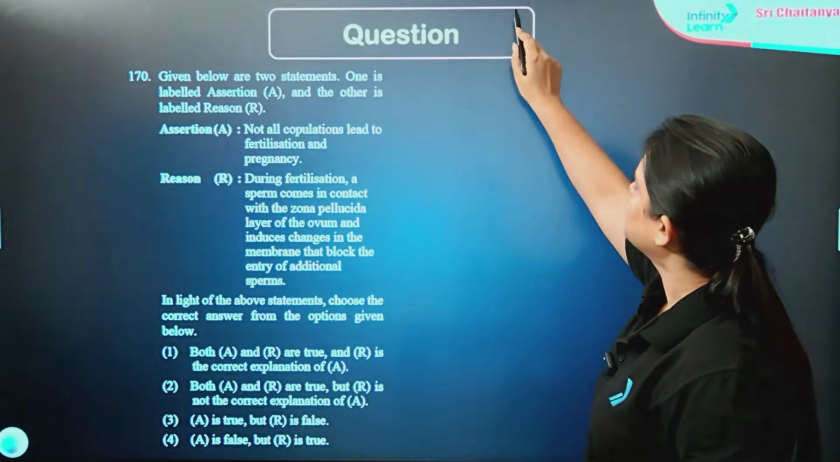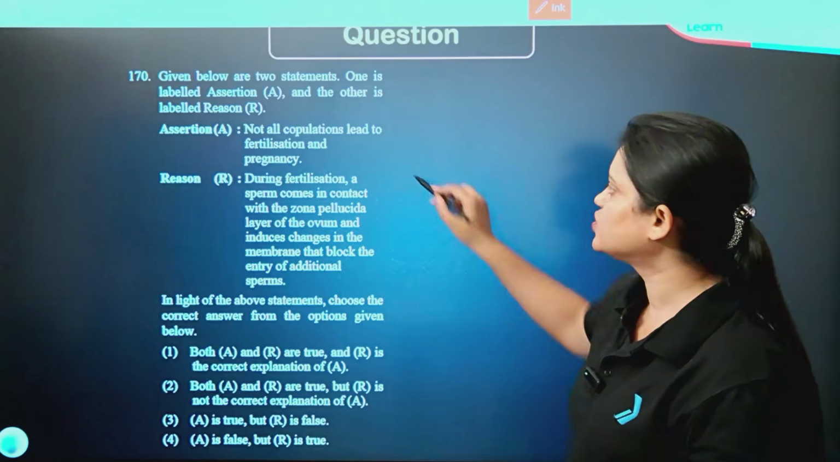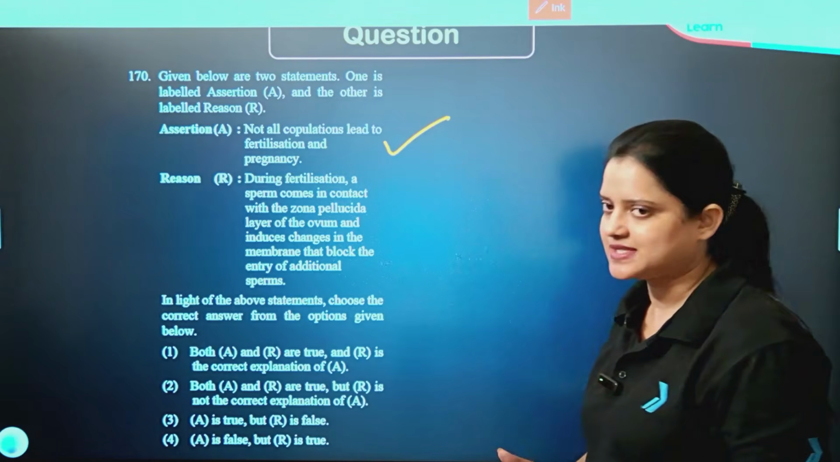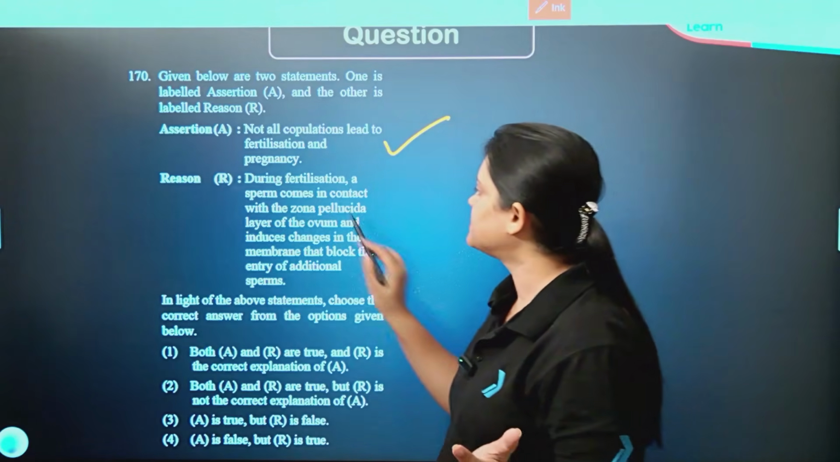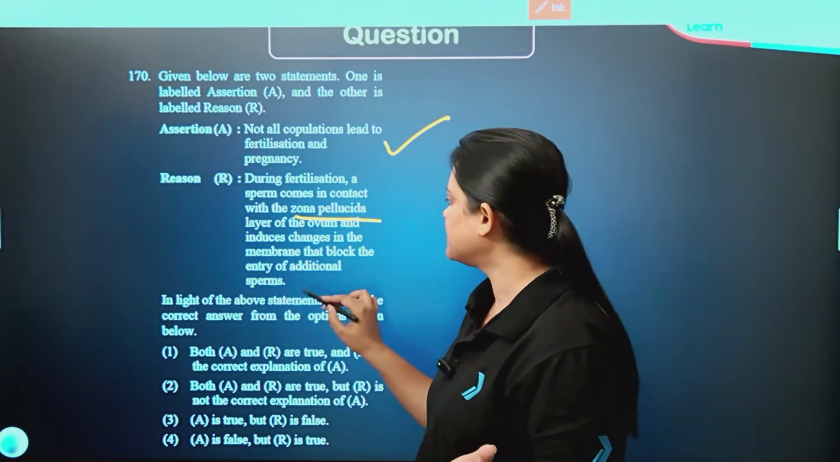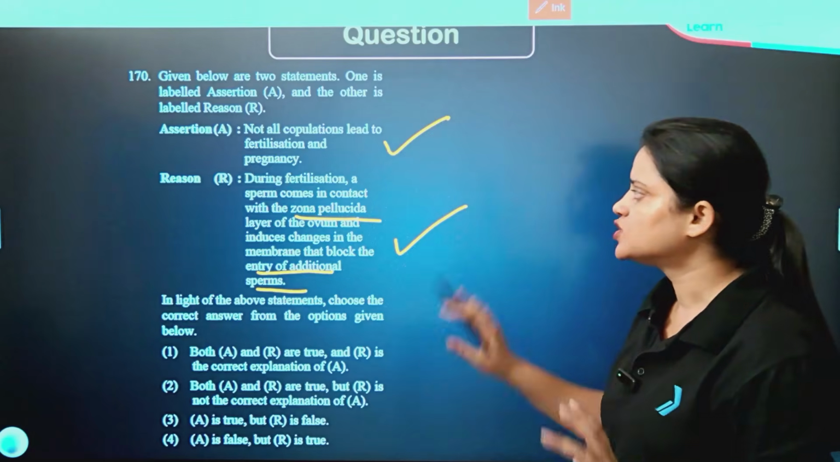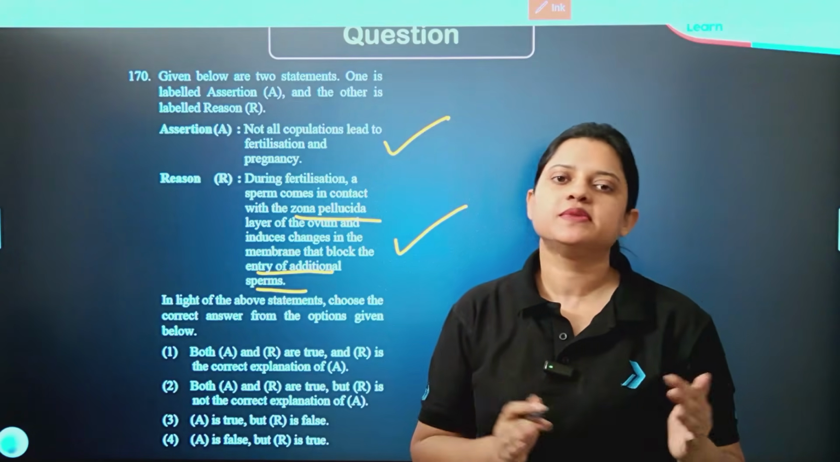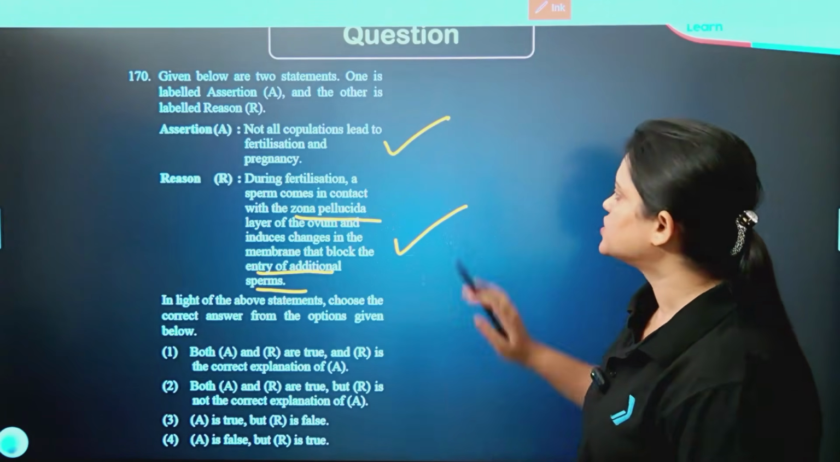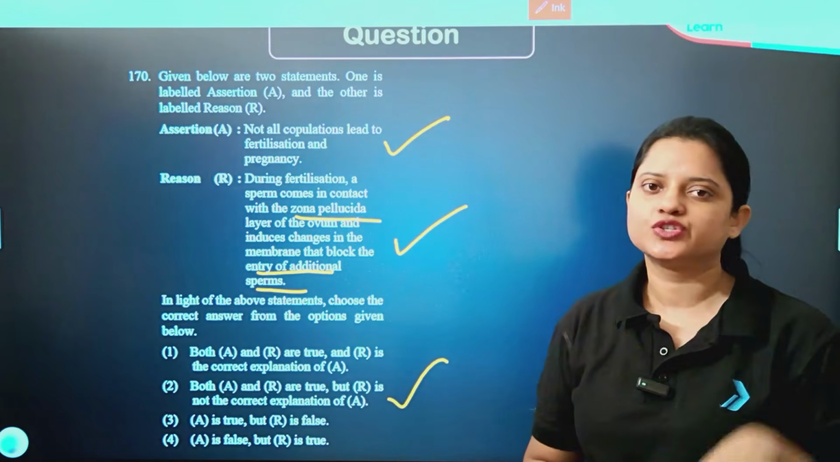Next question. Assertion says not all copulations lead to fertilization and pregnancy. Yes. Now, during fertilization, a sperm comes in contact with zona pellucida and induces changes in the membrane that block the entry of additional sperm. That is also true. So, reason is explaining how polyspermy is avoided, prevented. So, both are true, but not the correct explanation of assertion. So, answer here should be 2.